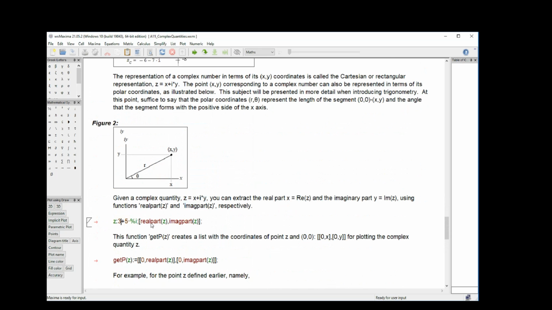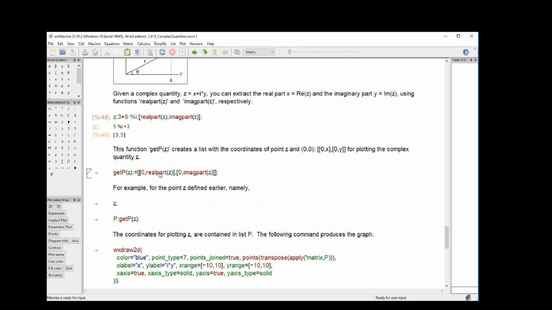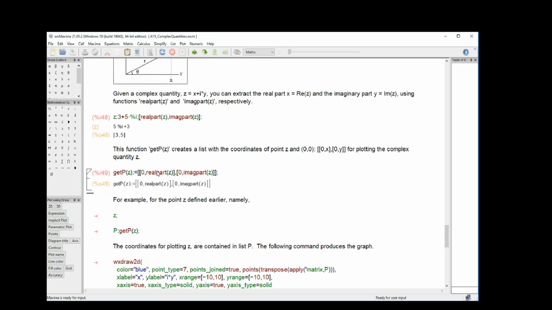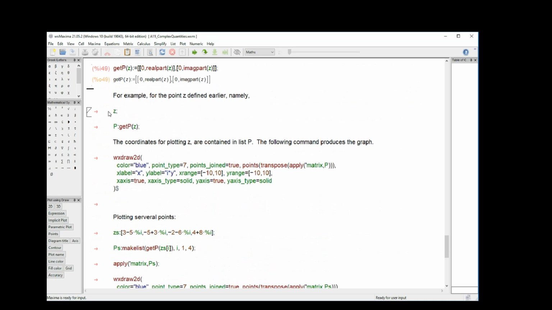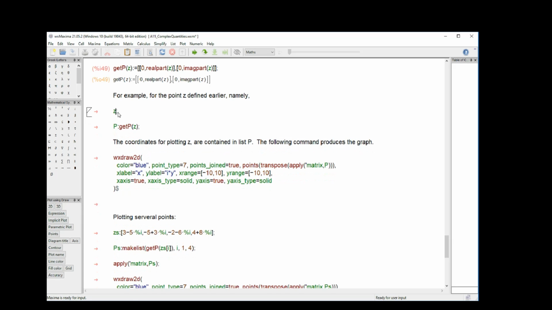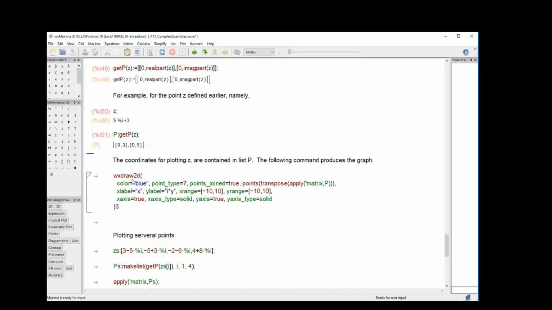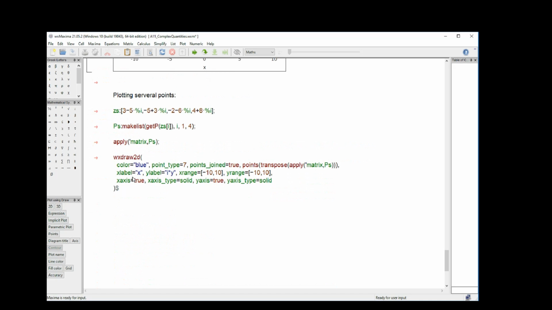If I have this complex quantity, I can separate the real part and imaginary part. This function get p of z will give you the coordinates, real part and imaginary part, and the purpose of that is for plotting. So if I get a number here, z, I'm going to get the coordinates at that point, and I should be able to plot that one.